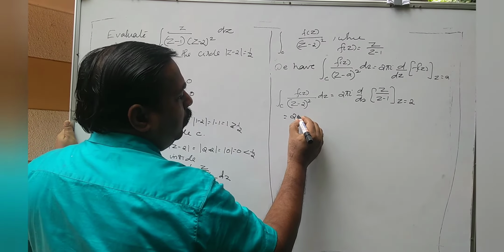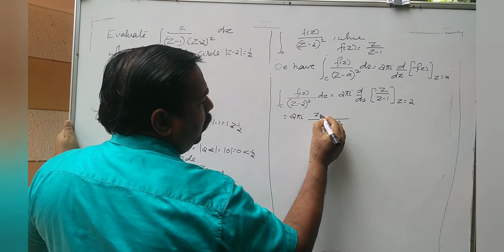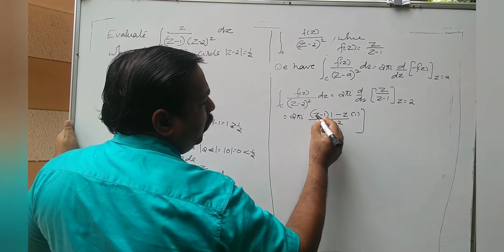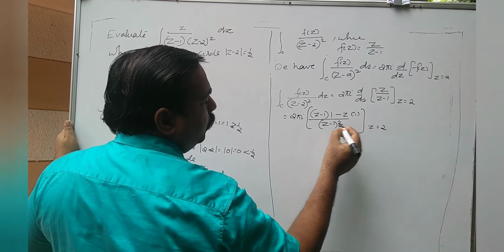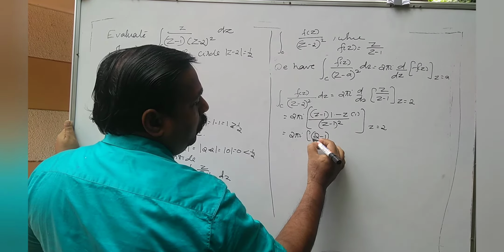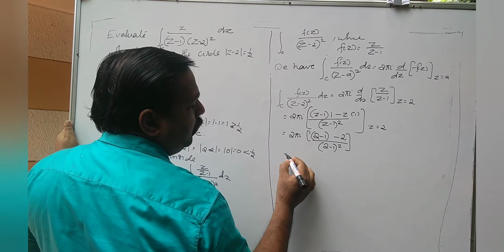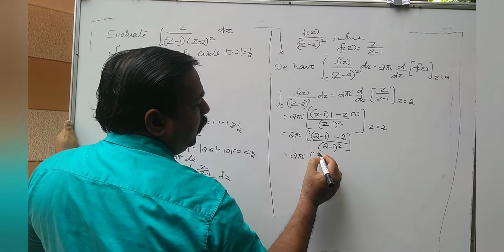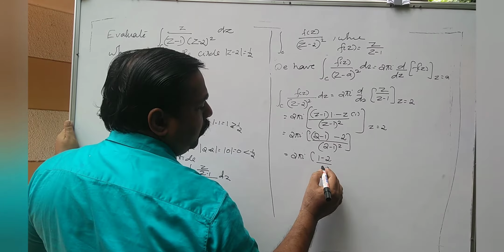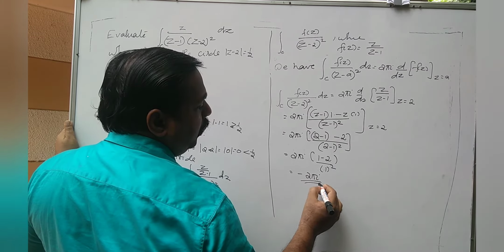So that is equal to 2 pi i into denominator square, denominator into differentiation of numerator minus numerator into differentiation of denominator, at z is equal to 2. So that is equal to 2 pi i into, substituting the values, (2 minus 1 minus 2) divided by (2 minus 1) the whole square. So that is equal to 2 pi i into 2 minus 1 is 1, 1 minus 2 divided by minus 1 plus 1 the whole square. So that is equal to minus 2 pi i. So this is our answer.